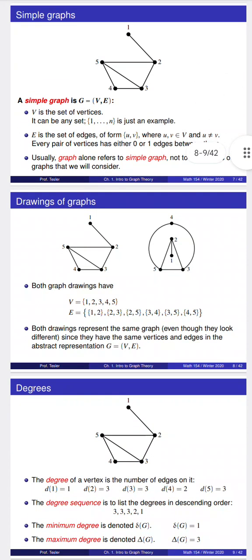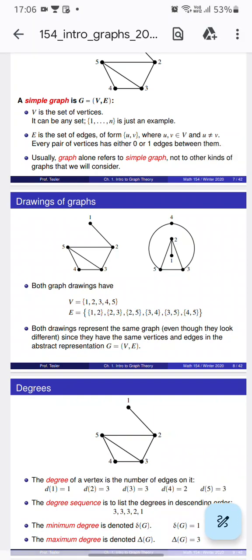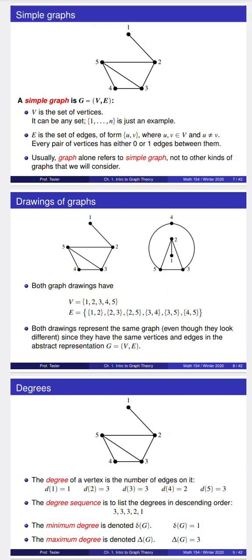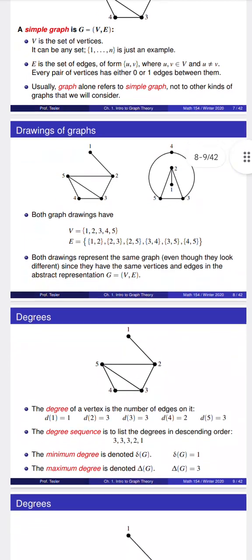Next is drawing of graphs. Here I have drawn two graphs, and both graphs have the same vertices 1, 2, 3, 4, 5, and E will be the same for both graphs, but the graphs look different. Both drawings represent the same graph even though they look different, since they have the same vertices and edges. In the abstract representation, G will be equal to (V, E).